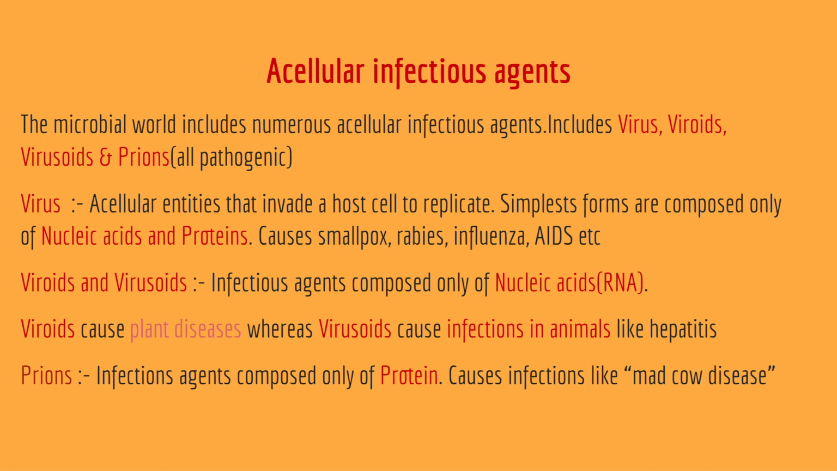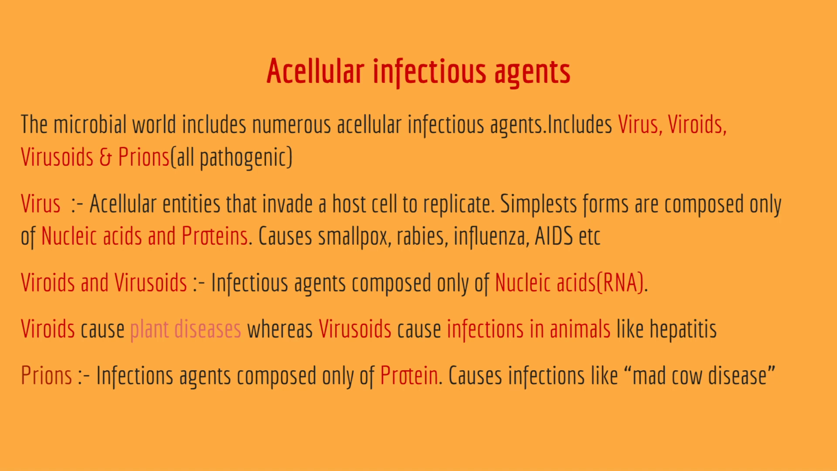Finally, we have the last classification system, which is acellular infectious agents. The microbial world includes numerous acellular infectious agents, including virus, virusoids, viroids, and prions. They are all pathogenic. They are acellular because they don't have a complete cell as their structure. Viruses are those acellular entities that invade a host cell to replicate. Simplest forms are composed only of nucleic acids and proteins. They cause diseases like smallpox, rabies, influenza, AIDS, etc.